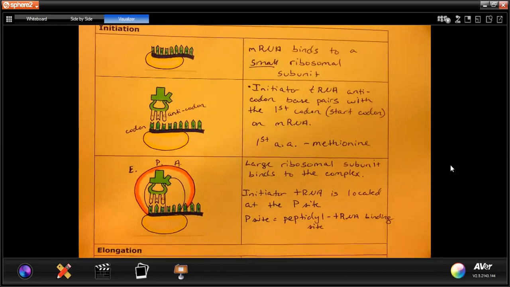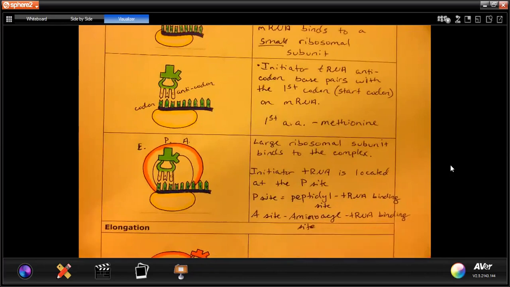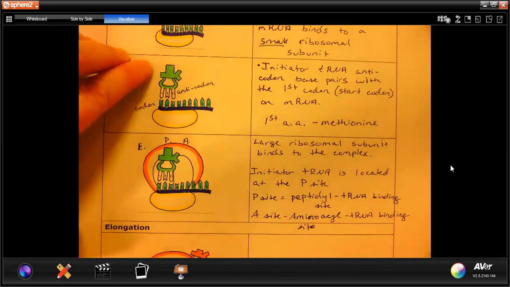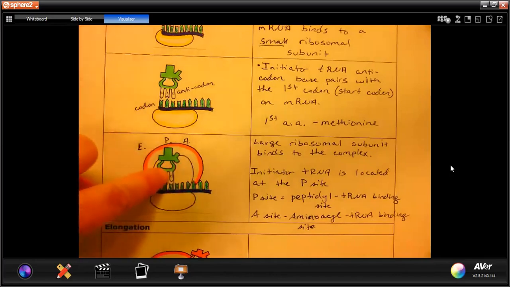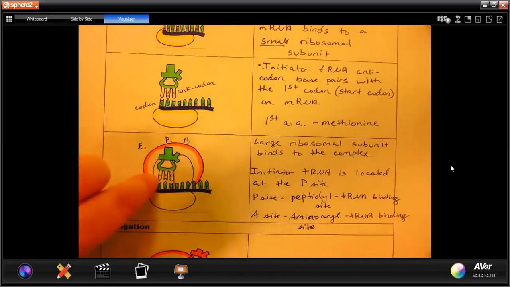The A site is aminoacyl, so amino acid and tRNA binding site. I went a little bit beyond the box there. So the aminoacyl tRNA is the tRNA that's just carrying the amino acid. The peptidyl tRNA is the tRNA that is holding the growing peptide chain. Okay, I'm going to give you all a moment to write that down.